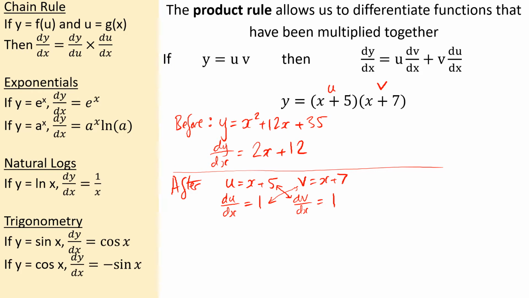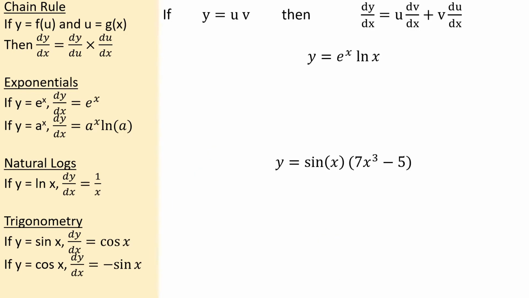So u dv dx is just going to be x plus 5, or 1 times x plus 5, which is going to simplify to x plus 5. And then v du dx is going to be x plus 7, again times 1, so that's going to be x plus 7. Put that all together, we get 2x plus 12. So it does work. But it's probably best using it in situations that we previously couldn't differentiate. So here's a straightforward example.